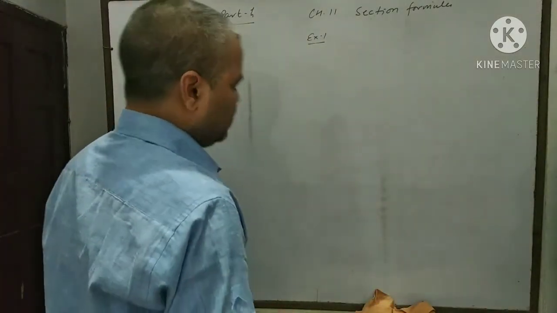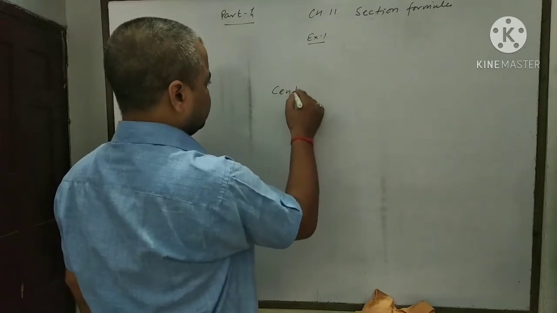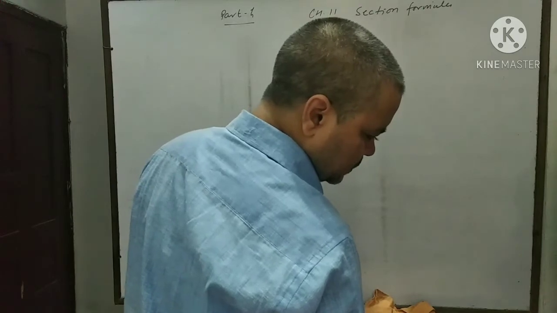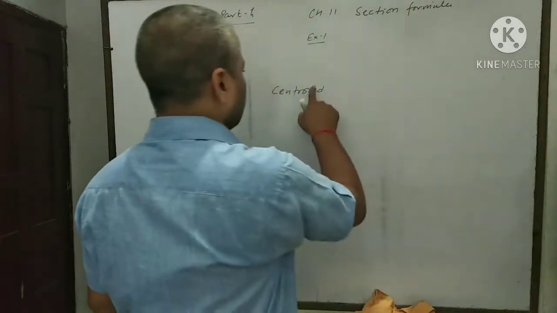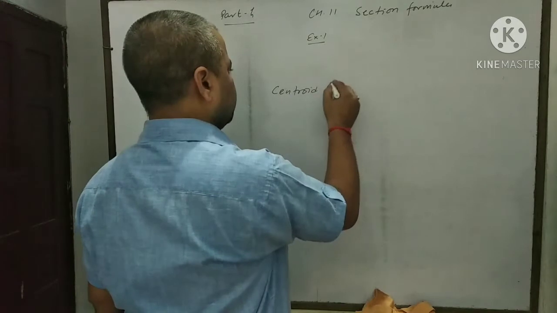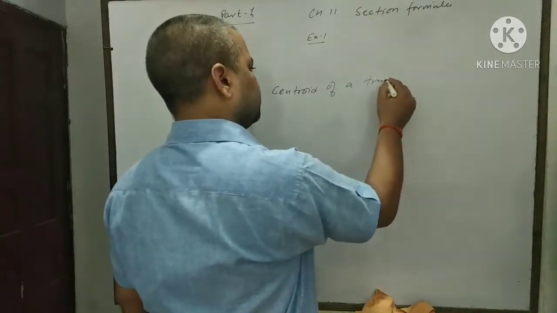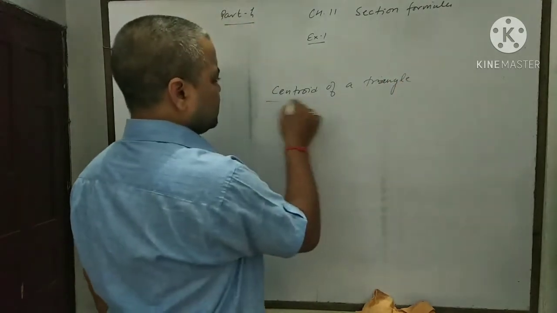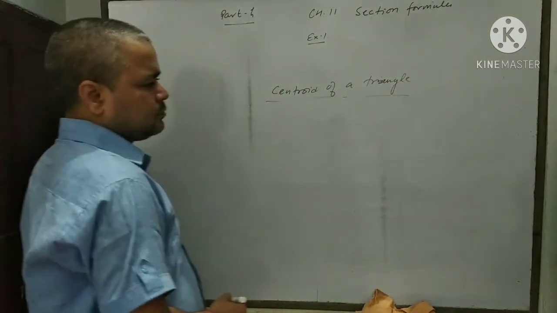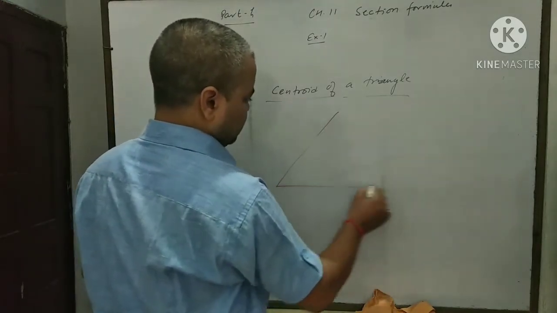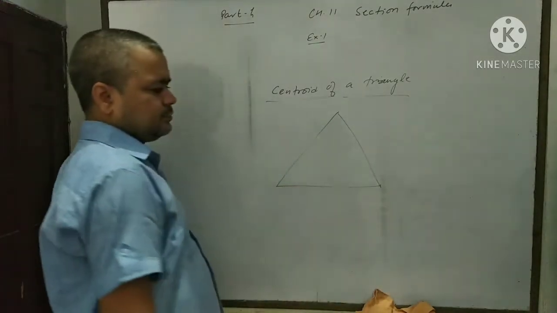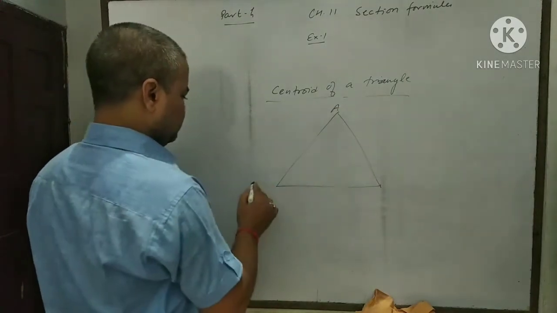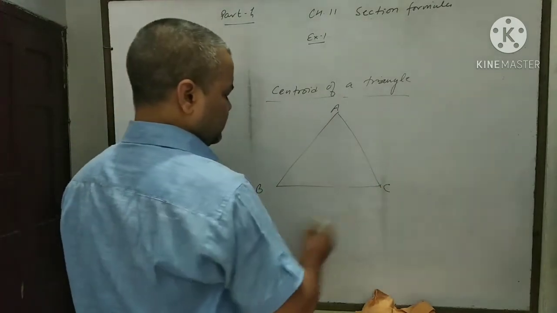Centroid of a triangle. Here, let this be the triangle whose vertices are A, B, C.